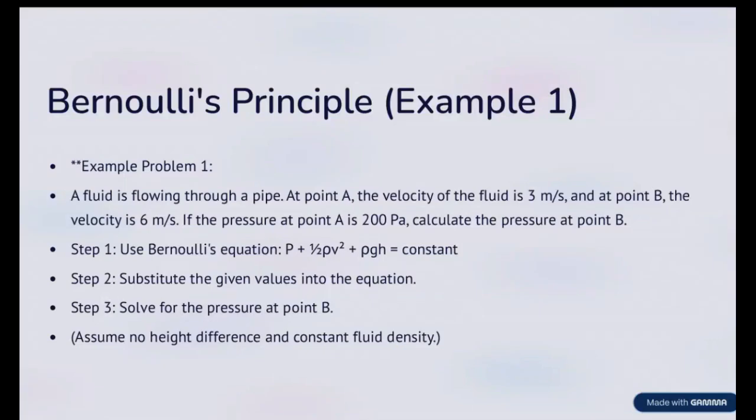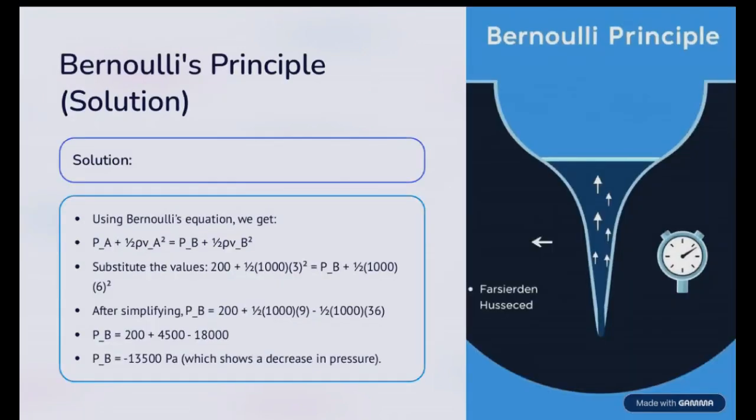So let's see how we would apply this equation. There are three steps. The first step is to use Bernoulli's equation. Next, we substitute the given values from the question. And then we use it to get the pressure at point B. So let's head into the solution.